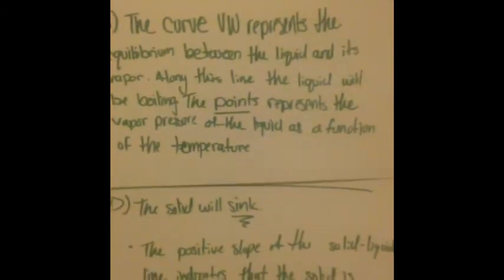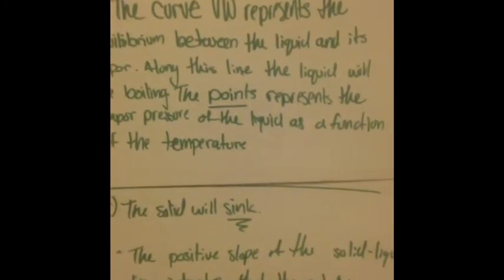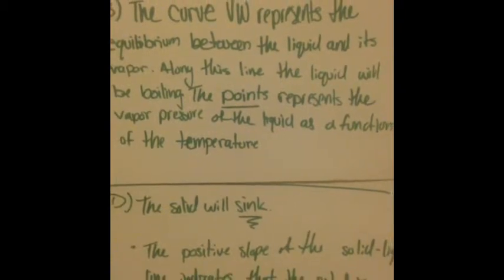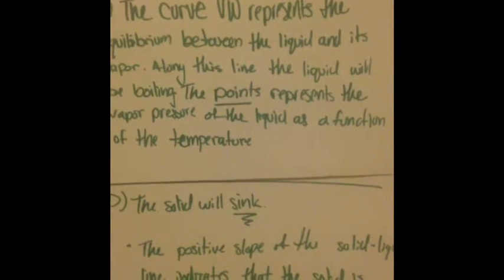The curve VW represents the equilibrium between the liquid and its vapor. Along this line, the liquid will boil. The points represent the vapor pressure of the liquid as a function of the temperature.